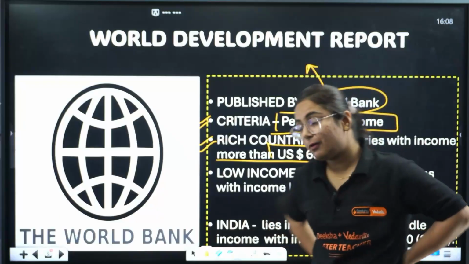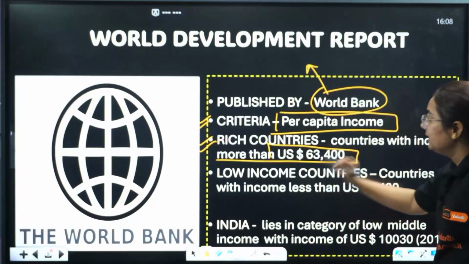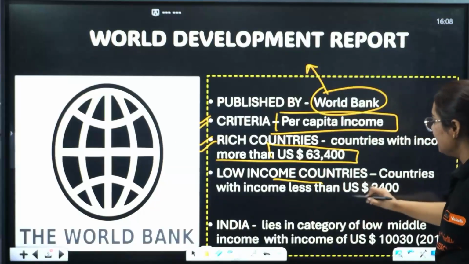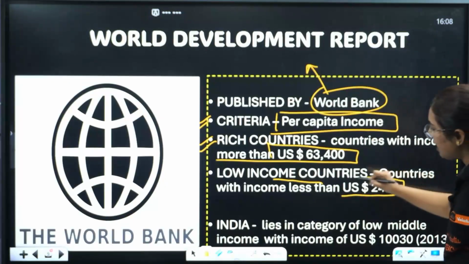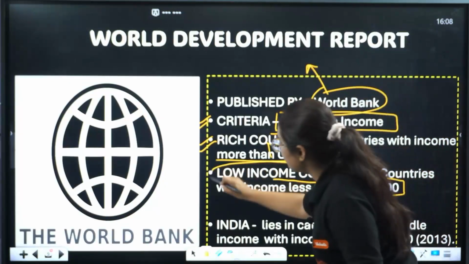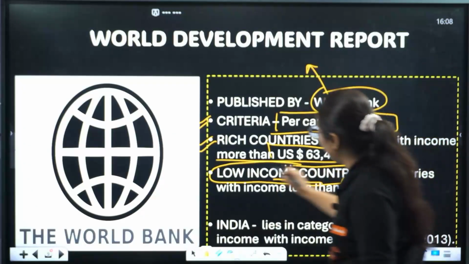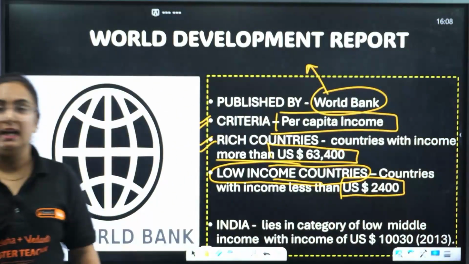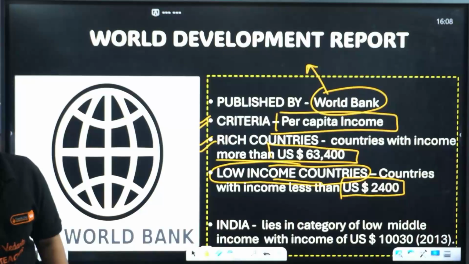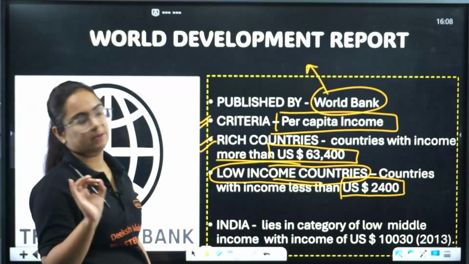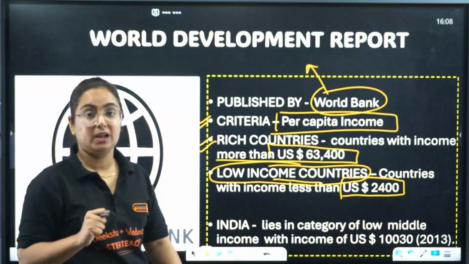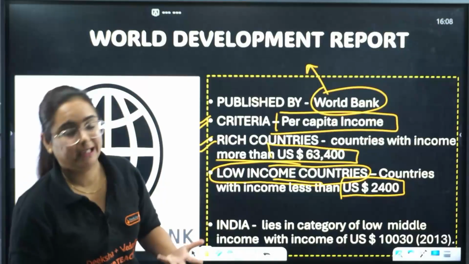However, they also said that the countries whose income is less than $2,400 are considered as low income countries. They are considered as what? Low income countries. Now we will also see the condition of India too.